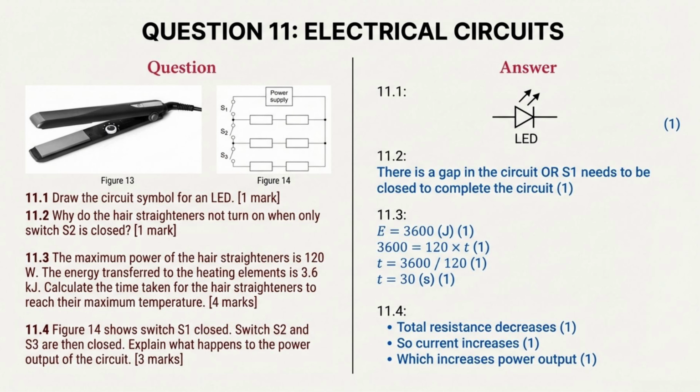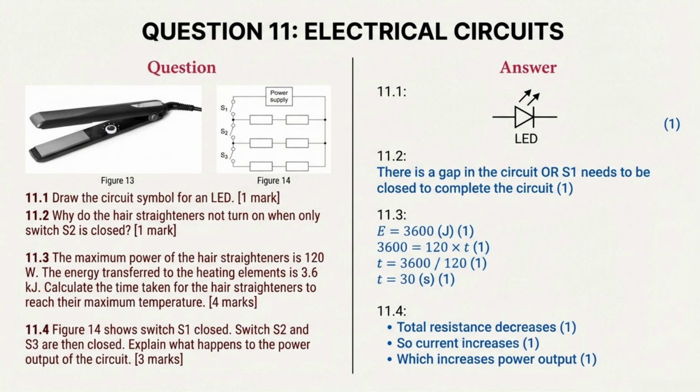Exactly. 11.2 asks why the hair straighteners won't turn on if only switch S2 is closed. Looking at the diagram, switch S1 is positioned right next to the main power supply before any of the branches. Right, so if S1 is open, there's a gap in the main circuit. The mark scheme says S1 needs to be closed to complete the circuit, otherwise no current can reach S2 anyway.